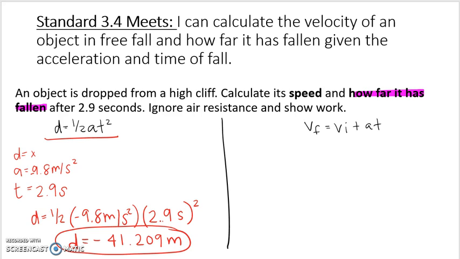Now let's look at the second equation. The second equation is going to help us solve for the speed, right? And that's because we're solving for VF here, whereas before, when we solve for how far it's fallen, that's a distance, which is why we use the other equation.